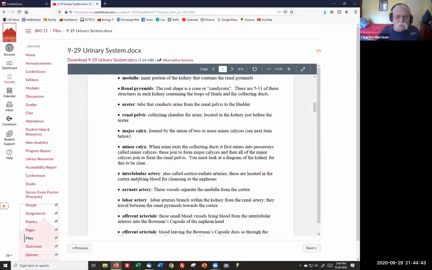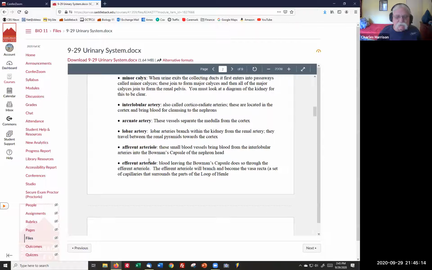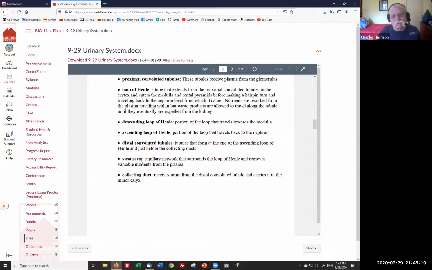The interlobular artery, that was the trunk of the tree that I mentioned just a second ago, way out there in the cortex, takes the blood out towards the nephrons. Arcuate artery separates the medulla and the cortex. The lobar arteries and veins go between the renal pyramids. We haven't done afferent, nephron, arterial, or any of this other material just yet. That's part of the nephron.